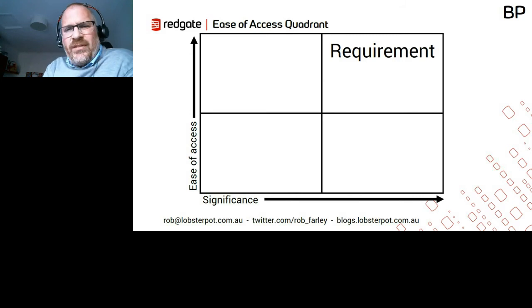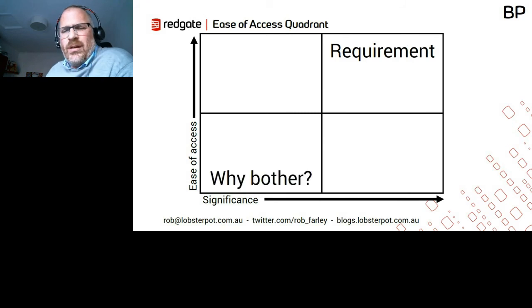The flip side of that: if it's hard to do and it's actually not very significant, it's a why bother point. It's not low hanging fruit. It's a big effort. It's not going to have much benefit. There's low ROI. You totally understand that there are things you could discover, but unless something changes the significance, you're just not going to worry about it. It's not important enough for you to bother. It's a why bother kind of bracket.